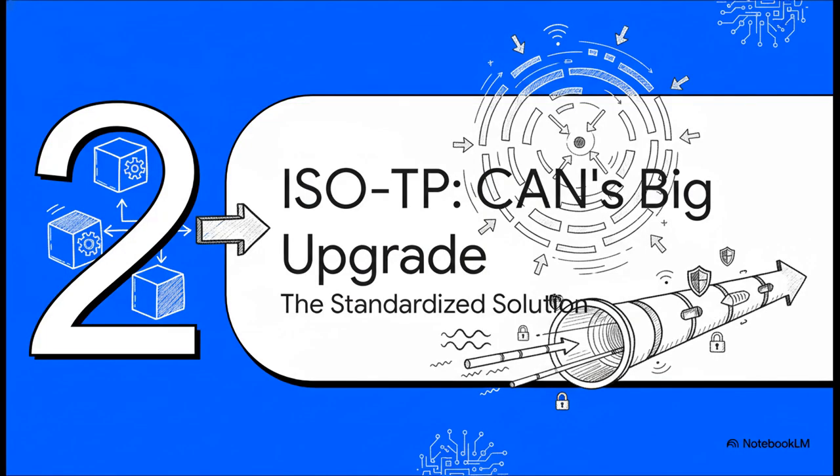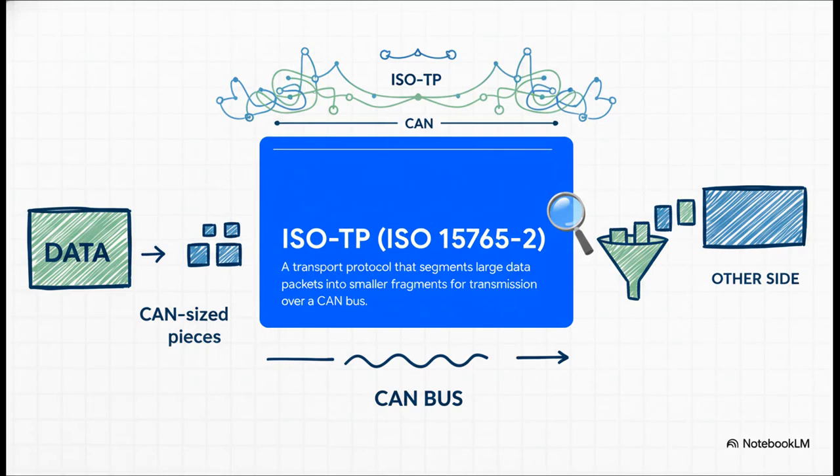And that brings us to ISOTP. You can think of it as CAN's secret weapon for handling the big stuff. It's the official, standardized answer to this whole data limit headache. So here's the crucial thing to understand. ISOTP doesn't replace CAN, not at all. It's a really clever layer that just runs right on top of it. It takes your big chunk of data, chops it up into these little CAN-friendly pieces, sends them over the bus, and then perfectly reassembles them on the other side.